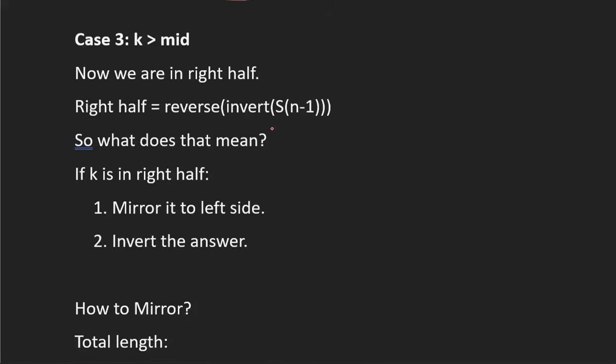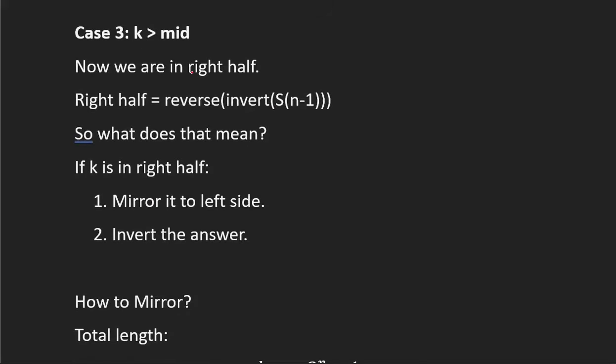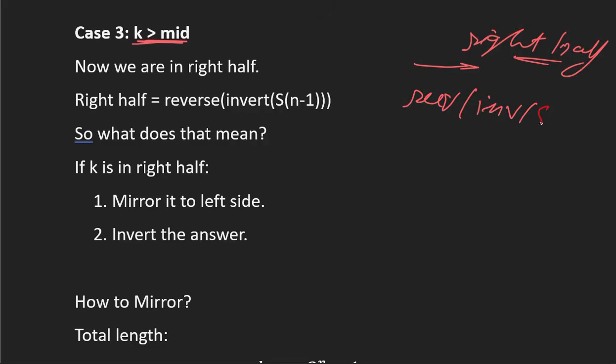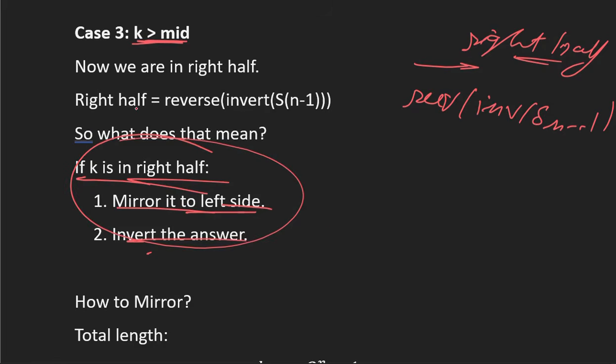Now the third case, which is the essential case. If k is greater than mid, it means we are in the right half, and the right half is equal to the reverse and inverse of s of n minus 1. So if k is in the right half, the image is mirrored to its left side with inverted bits, right? With inverted bits. So let's see how we'll be mirroring this.